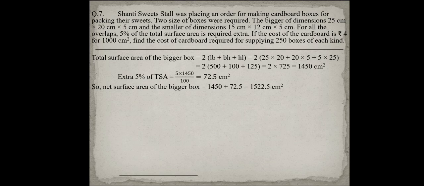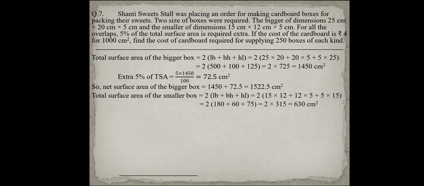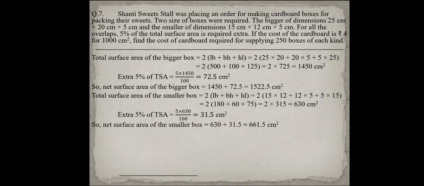Now the smaller box, similar to this, is also a cuboidal shape, 2 into (LB plus BH plus HL), and we find it 630 centimeter square. Now extra 5% of 630, 5 into 630 upon 100 equals 31.5 centimeter square. So again we add 630 plus 31.5, 661.5 centimeter square. So this is the surface area of the smaller box.